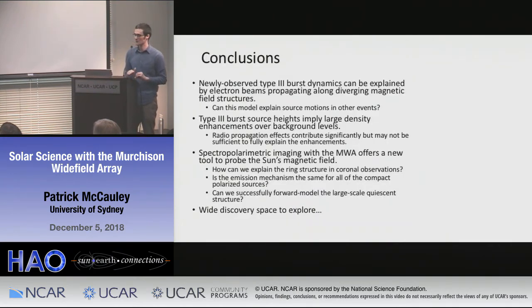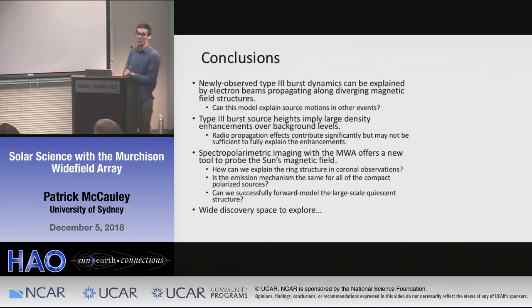Okay, so now onto the conclusions. We've observed some new things to do with type 3 radio bursts, and we think we can explain them in terms of electrons diverging along divergent magnetic field structures. We don't really know yet how widely applicable this model is. It seems like there are other events that we have data for which this type of model would work, and there's at least one observation where I'm pretty sure it cannot work, and that's interesting.